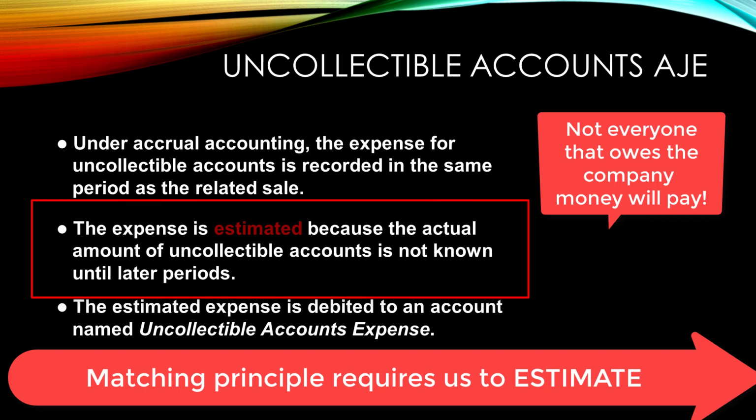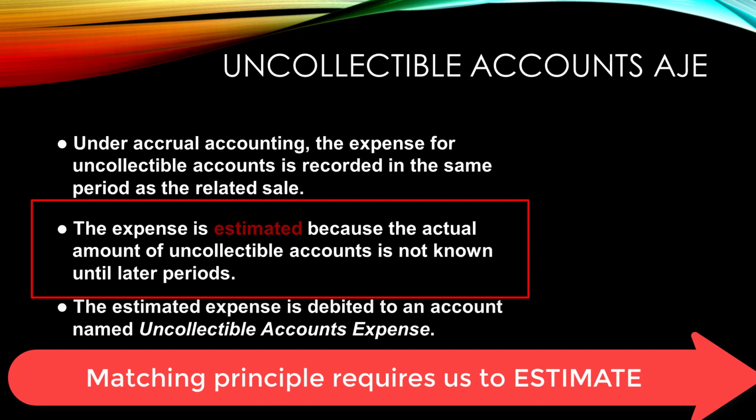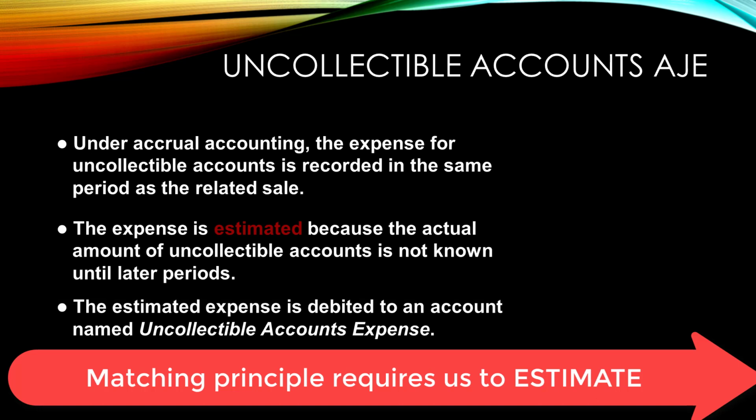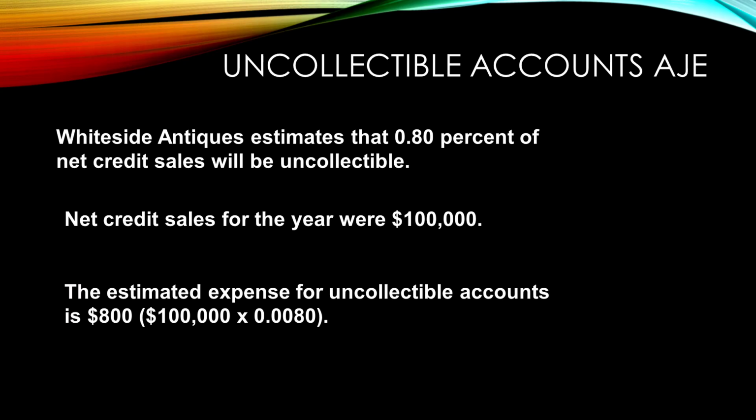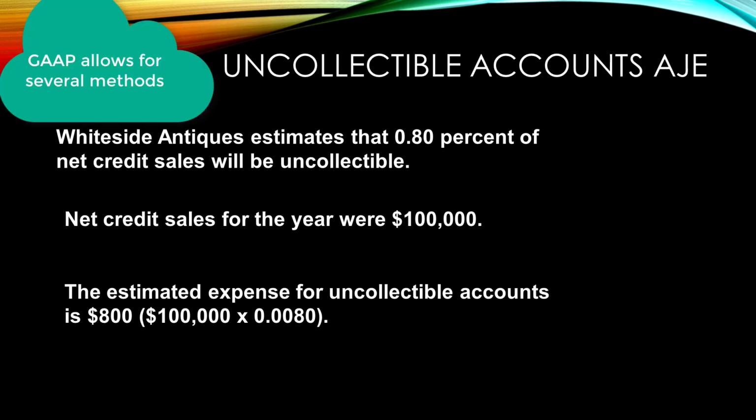The expense is estimated because the actual amount of the uncollectible accounts is not known until later when the customer defaults. To match the expense for uncollectible accounts with the sales revenue for the same period, the estimated expense is charged to an account called uncollectible accounts expense. There are several methods available for estimating the expense.